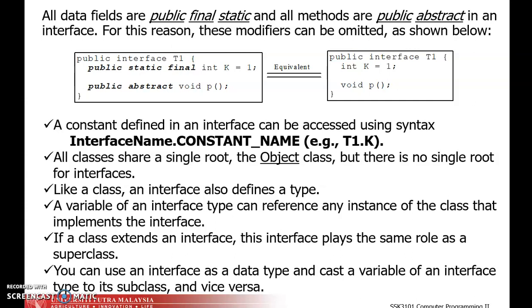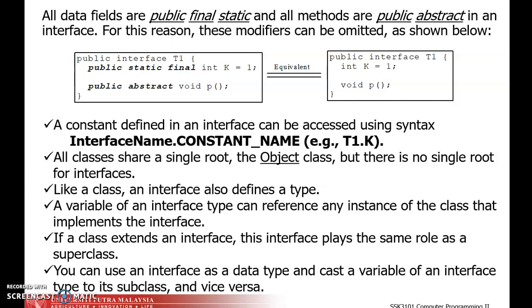Okay, according to the previous table, all variables in an interface must be public, static, and final. In addition, all methods should be public abstract, and thus these modifiers can be omitted, as shown in the following example. From public static final int k = 1, we can simply translate it into a simpler statement, which is int k = 1, or public abstract void p() method to just void p(). A constant defined in an interface can be accessed using the syntax InterfaceName.CONSTANT_NAME.